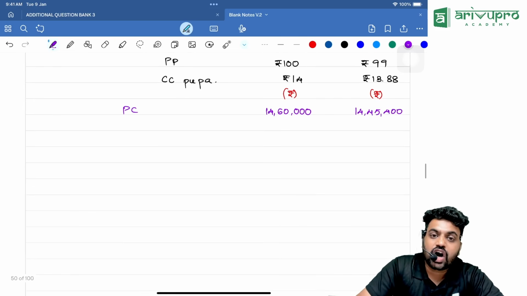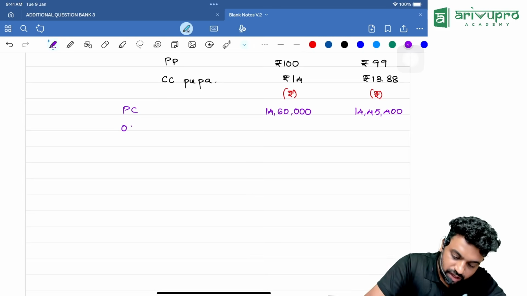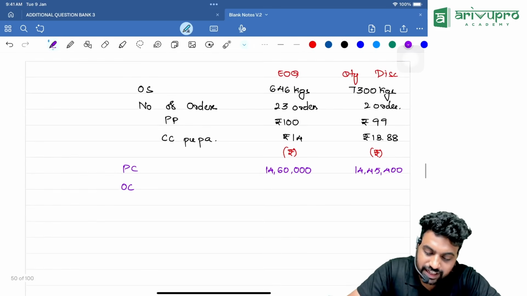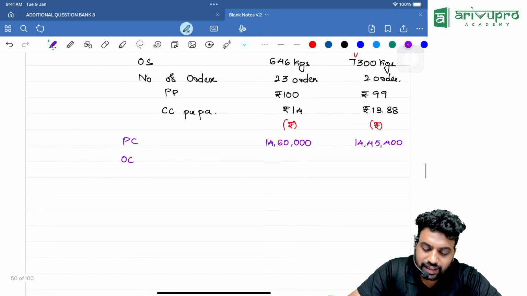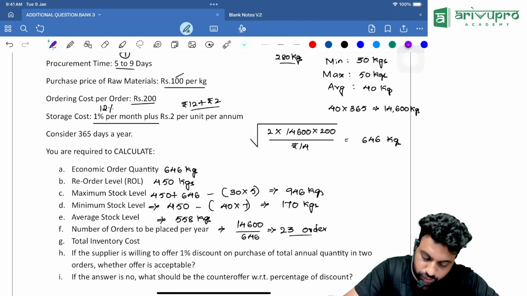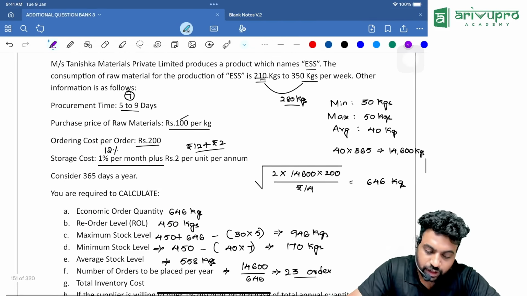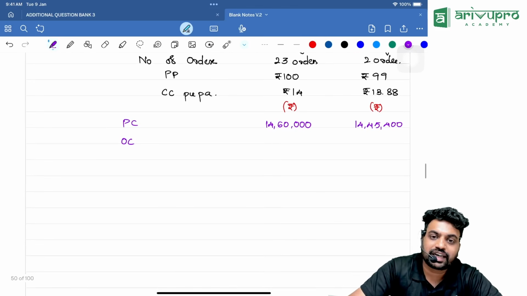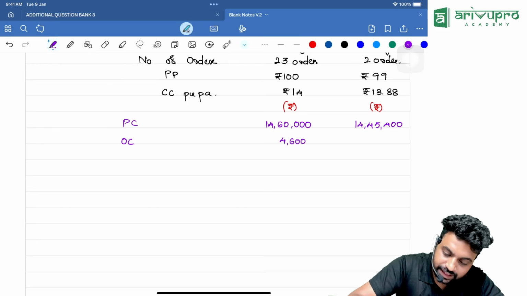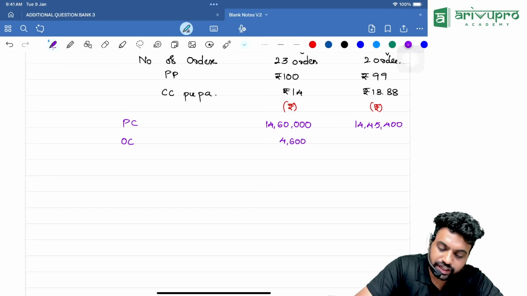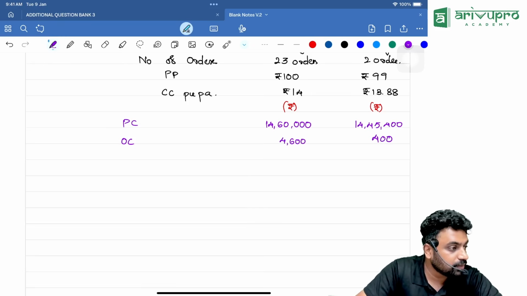Next is your ordering cost. Ordering cost, basically guys, try to understand, you are placing 23 orders and 2 orders. So 23 orders, each order will cost you 200 rupees. So 23 into 200 is 4,600. 2 into 200 is 400.